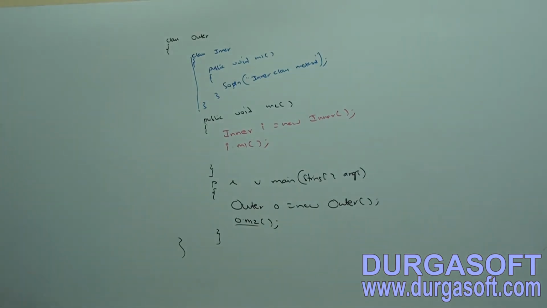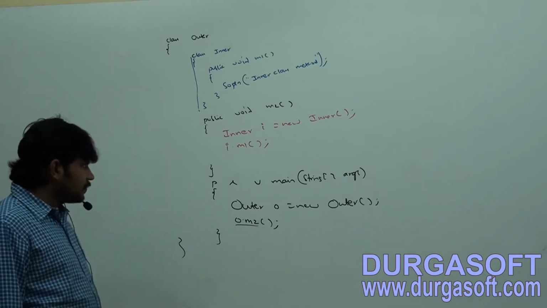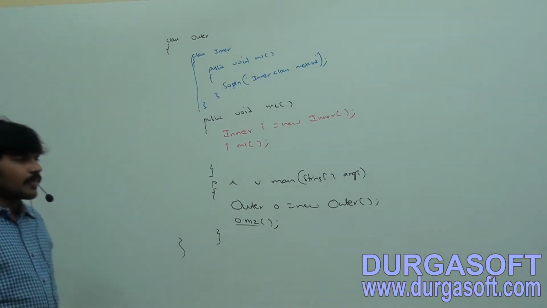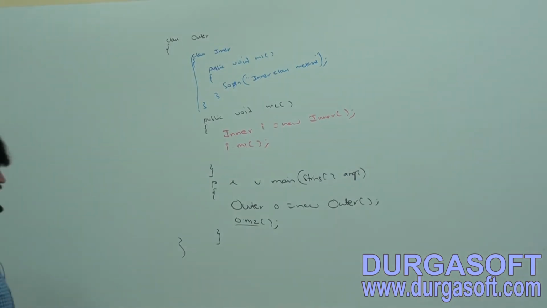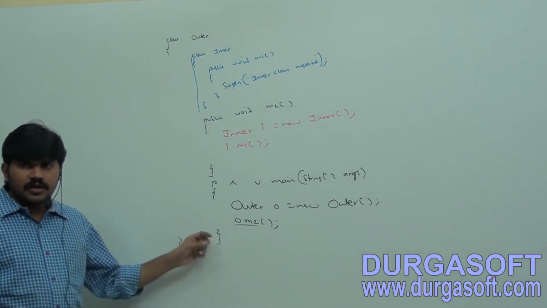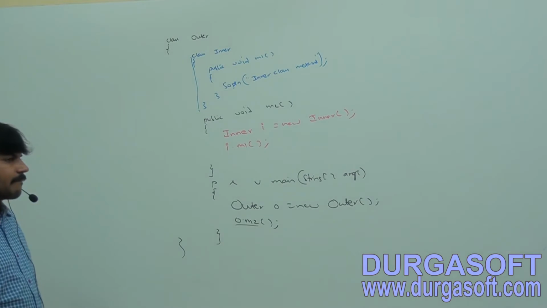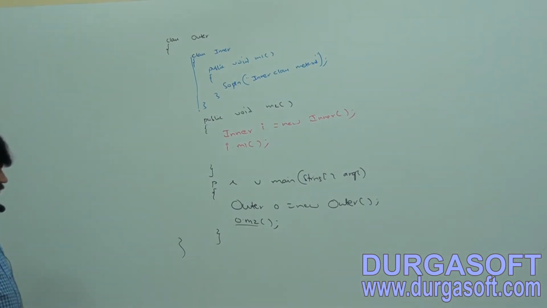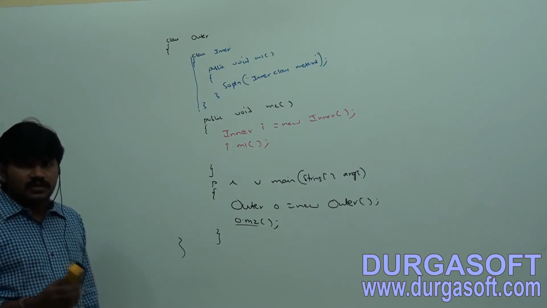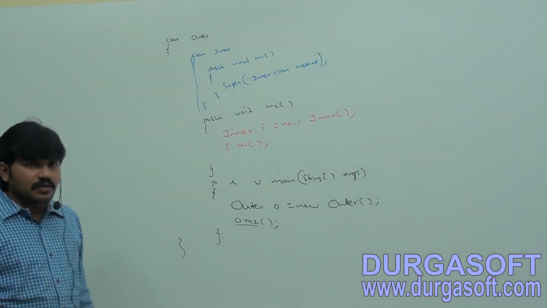Class outer, class inner, public void M2. Inner I is equal to new inner, I dot M1. I hope the terminology is clear for all of you, right? Okay, that's all this is. Take the code clearly.